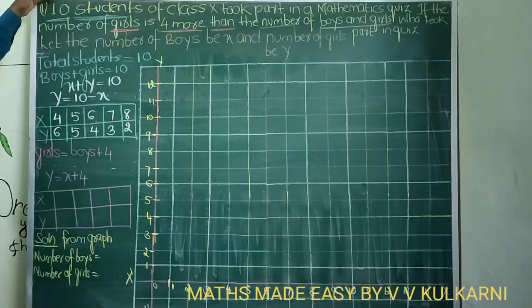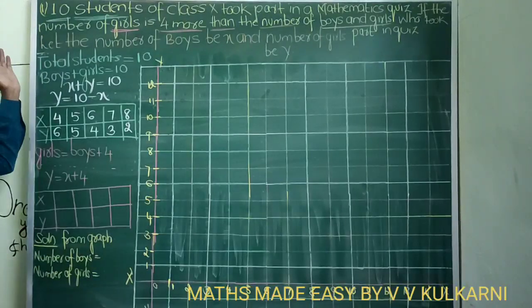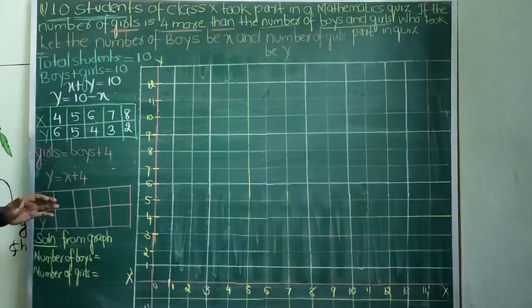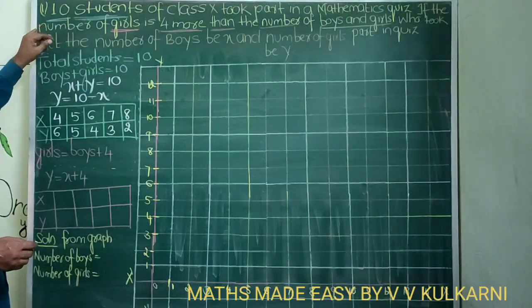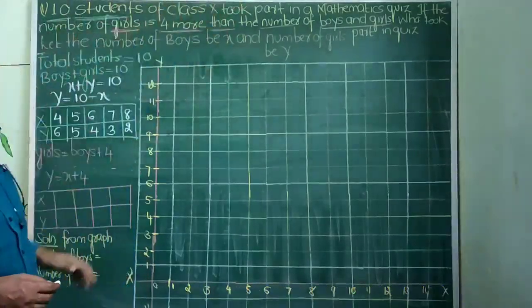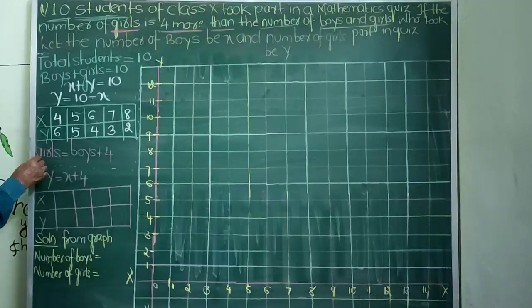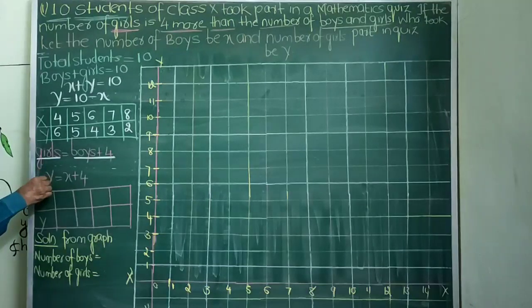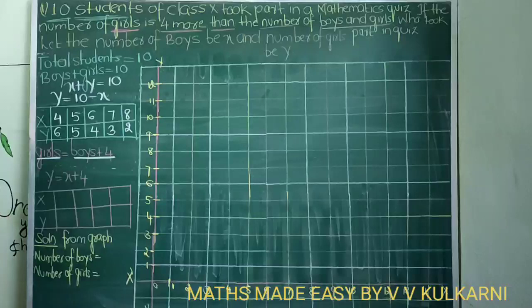Now this is condition number 1 that is satisfied, that is 10 students are there. So boys plus girls are 10, X plus Y is 10, so Y is equal to 10 minus X. Condition number 2: the number of girls is 4 more than the number of boys. That means the number of girls we have taken Y, boys we have taken X. So Y is equal to X plus 4.